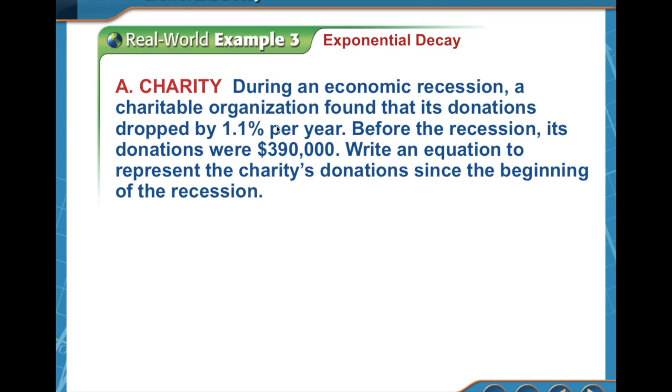In an economic recession, an organization found that its donations dropped 1.1% per year. So they're losing donations. People aren't donating as much. Before the recession, its donations were this amount. Let's write an equation to represent the charity's donations since the beginning of the recession. In other words, we're talking about decay because we know our donations are going down every year by this percentage. So this percentage is our rate of decay.